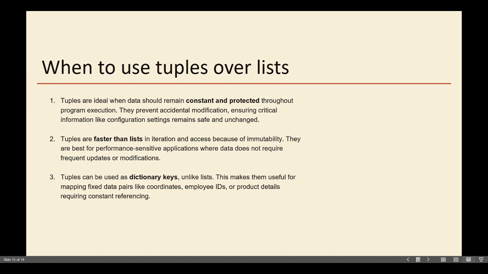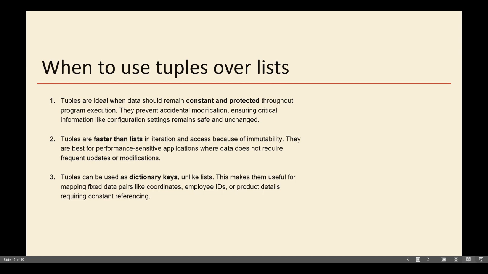They are best for performance sensitive applications where data does not require frequent updates or modification. Tuples can be used as dictionary keys unlike lists. This makes them useful for mapping fixed data pairs like coordinates, employee IDs, or product details requiring constant reference.